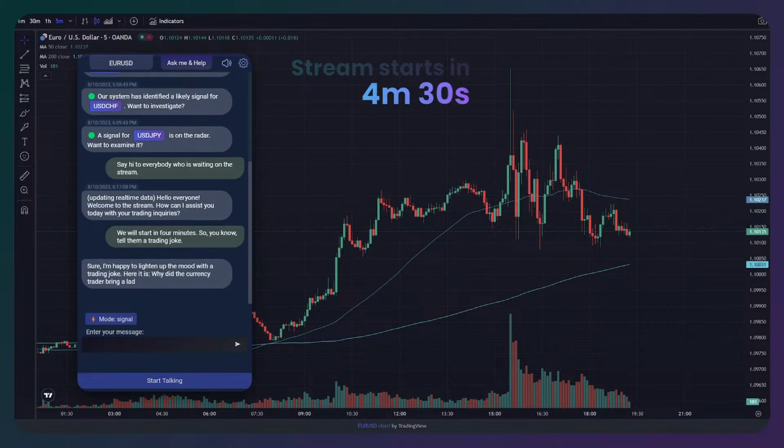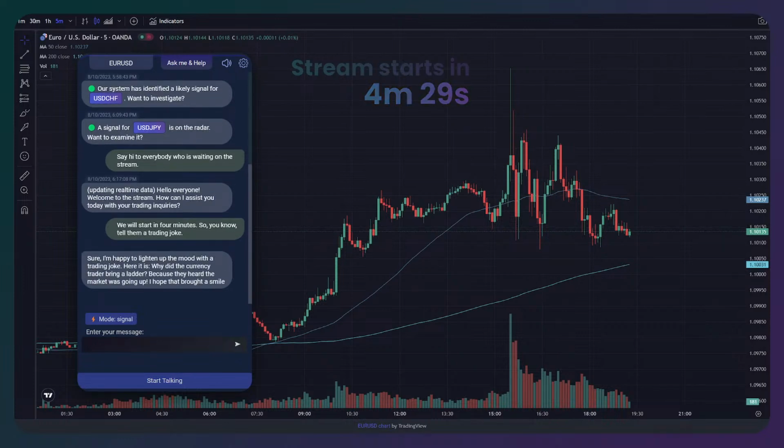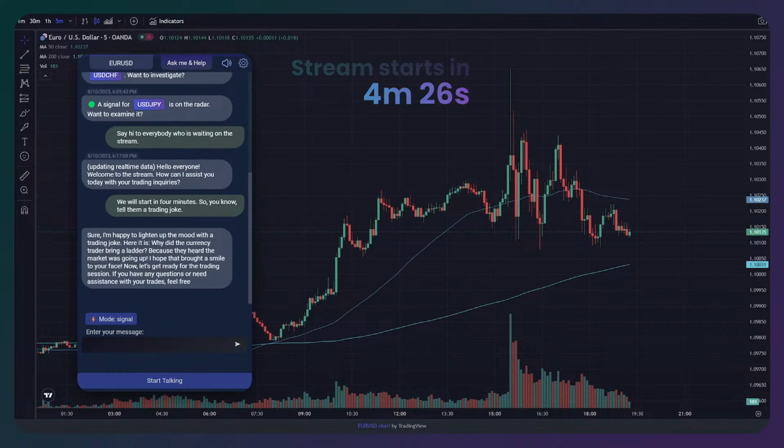Sure, I'm happy to lighten up the mood with a trading joke. Here it is. Why did the currency trader bring a ladder? Because they heard the market was going up. I hope that brought a smile to your face.